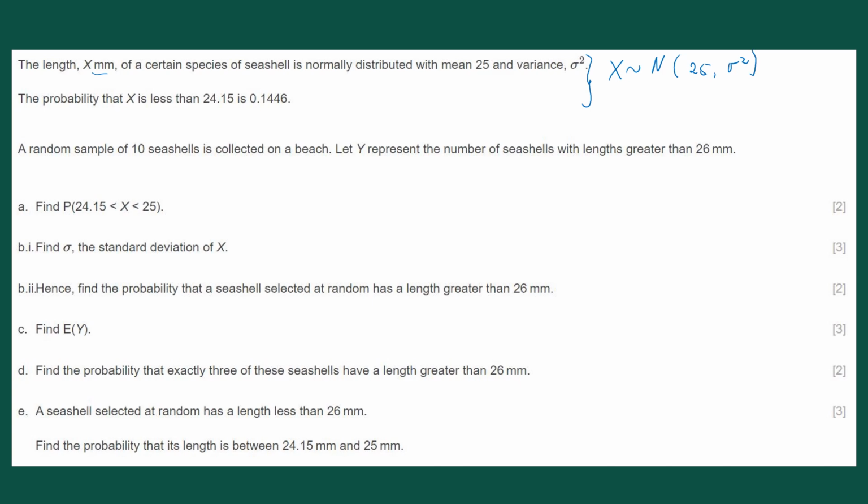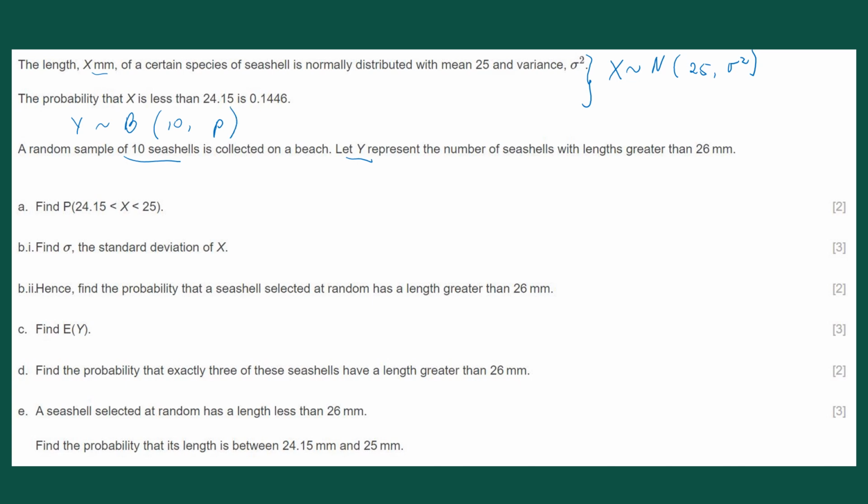Okay, let me continue. A random sample of 10 seashells is collected on a beach. Let y represent the number of seashells with length greater than 26 millimeters. So y here, the variable, is discrete. So we have y is binomially distributed with n. How many n do we have? 10. And probability is not given yet. Okay, maybe we'll solve that later on.